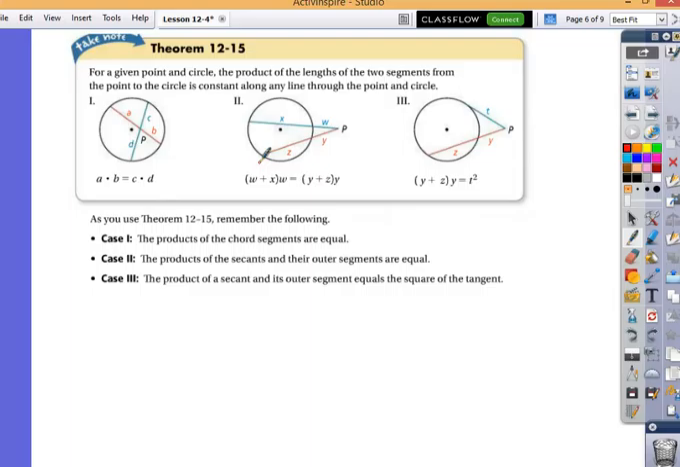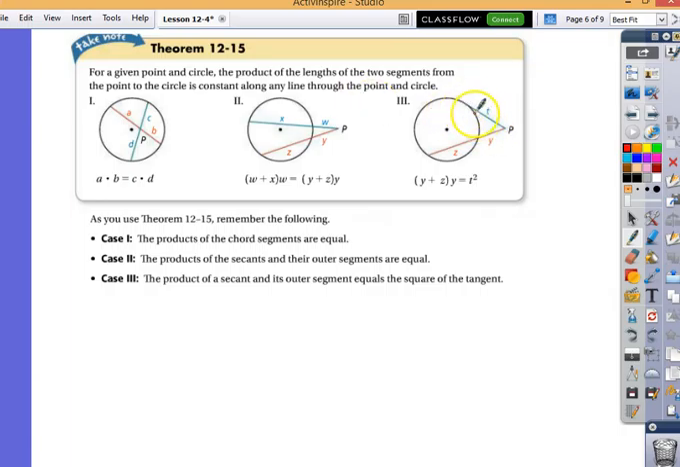All right. If the line is outside the circle, then the products of the secants and their outer segments are equal. So what's a secant? A tangent line is a line that only touches the circle in 1 point, and a secant line is a line that touches the circle in 2 points. So if I'm talking about a secant, I'm talking about the chord formed by the line, and if I'm talking about the outer segment, I'm talking about just the line segment that's outside the circle.